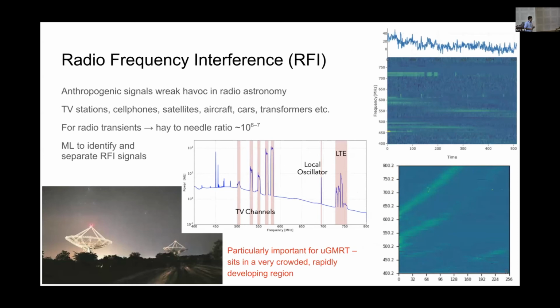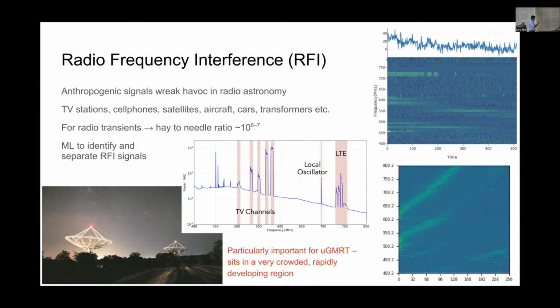Right. The next part is the bane of our existence, which is radio frequency interference. There are anthropogenic signals from all sorts of things, TV stations, cell phones. But there's a timer now. I'm sorry about that. I didn't notice. Sorry. So there are satellites, aircraft, all sorts of things, right?